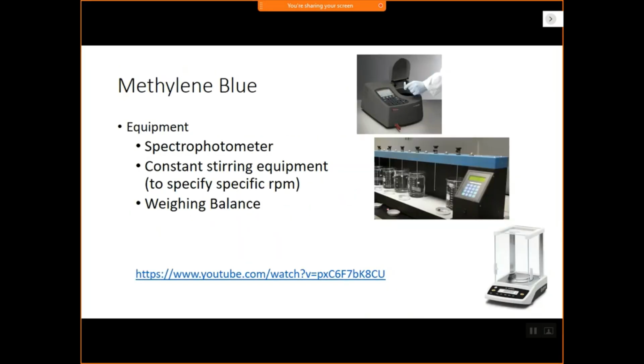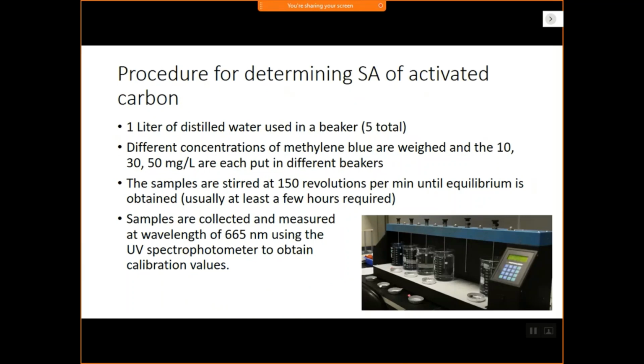So in this experiment, they're going to be using a spectrophotometer to determine the concentrations, constant stirring equipment, and then a weighing balance. They have a certain amount of distilled water in a beaker, and then different amounts of methylene blue that they weigh and put into these beakers so that they have a specific concentration of methylene blue in milligrams per liter. And they're stirring their samples at 150 RPMs until equilibrium is attained.